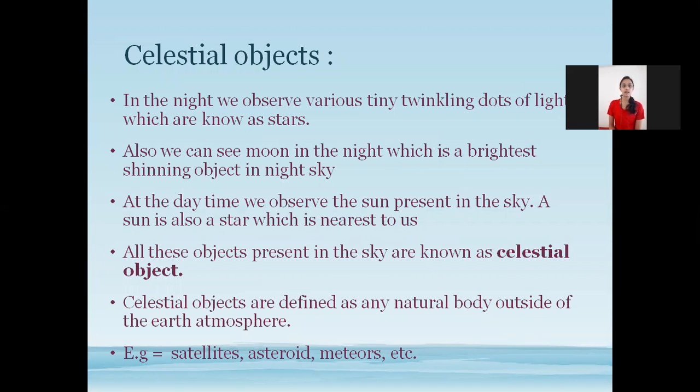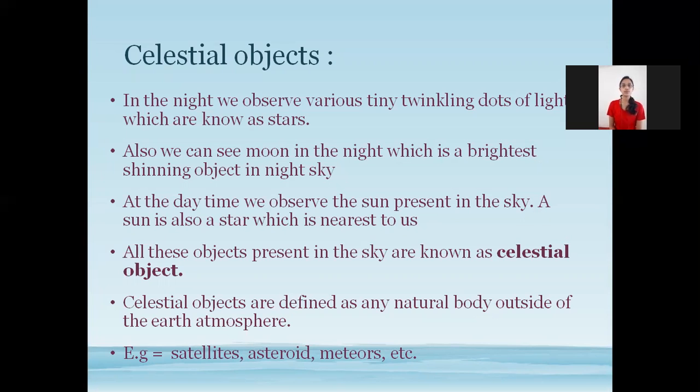In the night, we observe various tiny twinkling dots of light, which are known as stars, and also we can see the moon, which is the brightest shining object in the night sky. But what about daytime? During daytime, we only see the sun in the sky. Yes, the sun is also a star, which is nearest to Earth. So, in all, at night time we see stars and moon, and at daytime we see the sun.